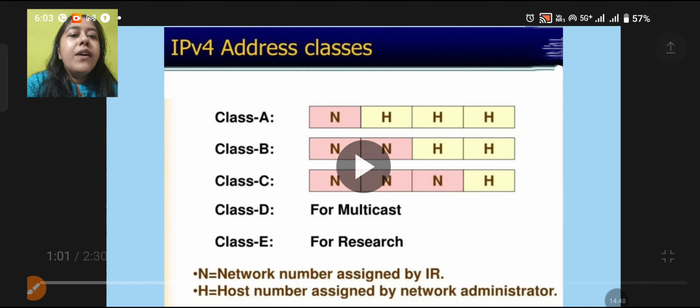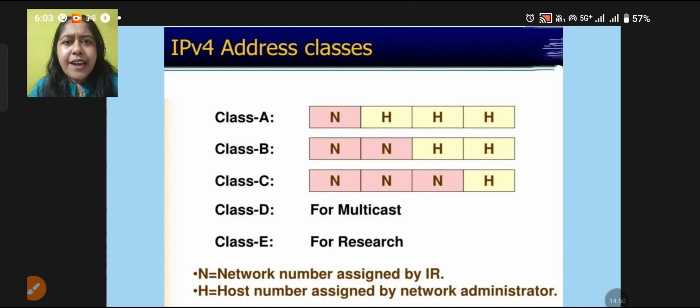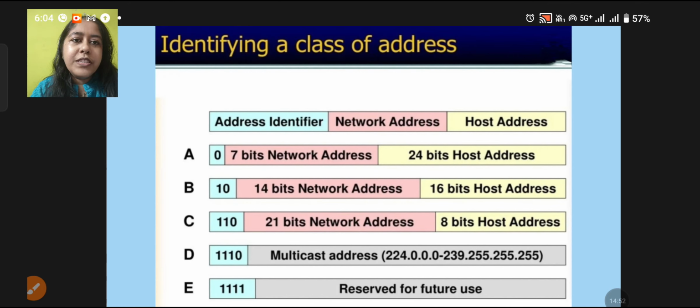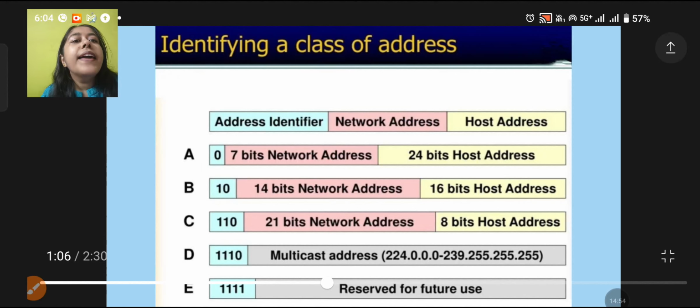Okay, now let's see. D and E are reserved for multicasting and research purposes. Now here, identifying the class of an address. Now you have an IP address. How will you identify which particular address is of which class?